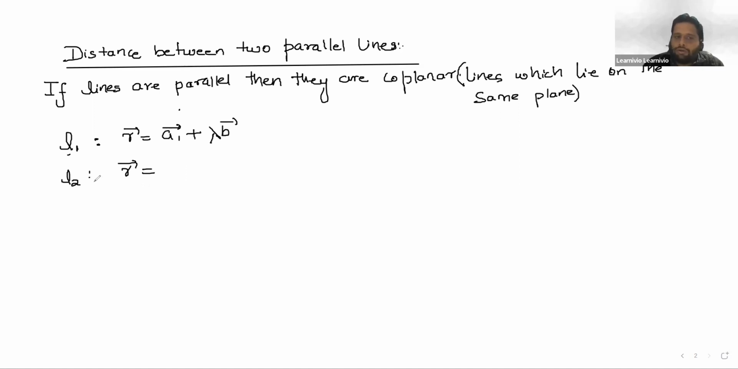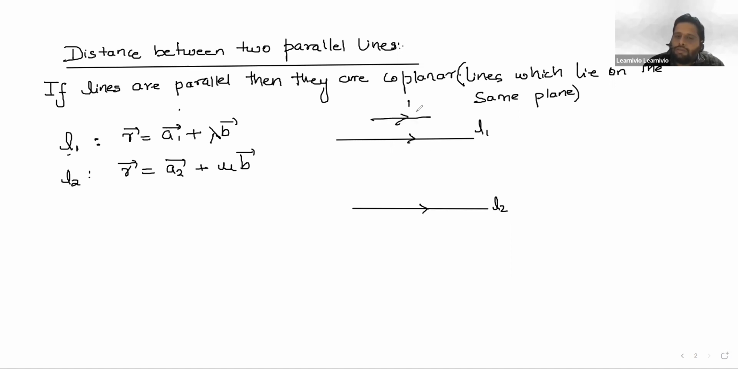Now, here we are drawing another line. So I will take the position vector A2 plus mu B. Why am I writing B? Because we have two lines, and these two are parallel. Suppose this is L1, this is L2. If this line is parallel to vector B, then vector B is also parallel to line L2. That's why I'm writing B here.